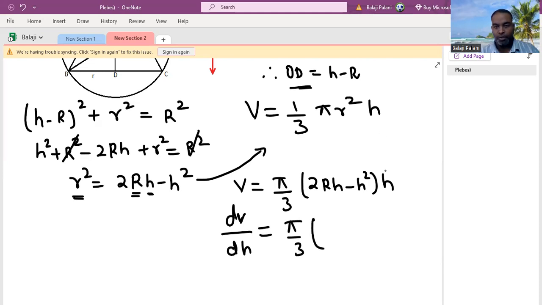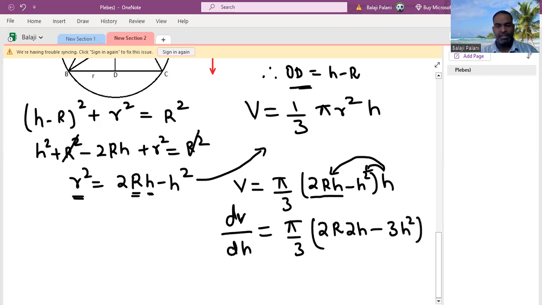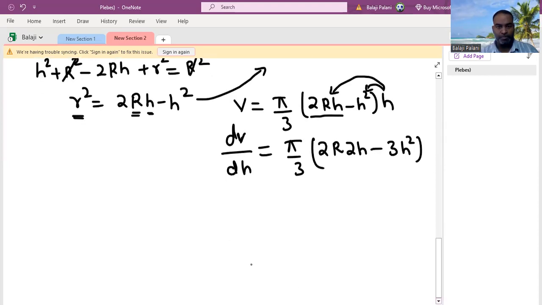Now this becomes 2r h square when I bring this h inside, and it becomes h cube when you're multiplying h in both the terms. So this will be 2r h square. When you differentiate, it becomes 2r into h square. Differentiation is 2h, minus h cube derivative is going to be 3h square. Hope you can understand this. It's just a single first order derivative of the given volume function.